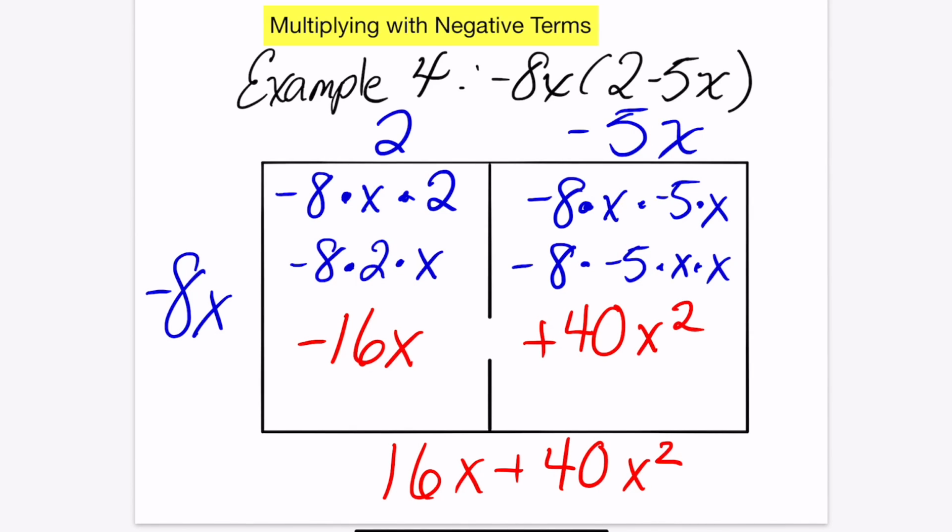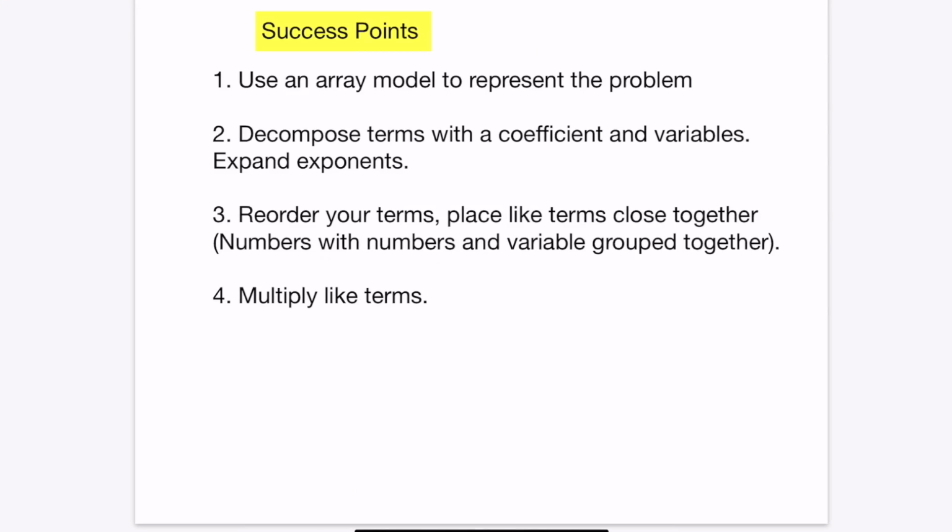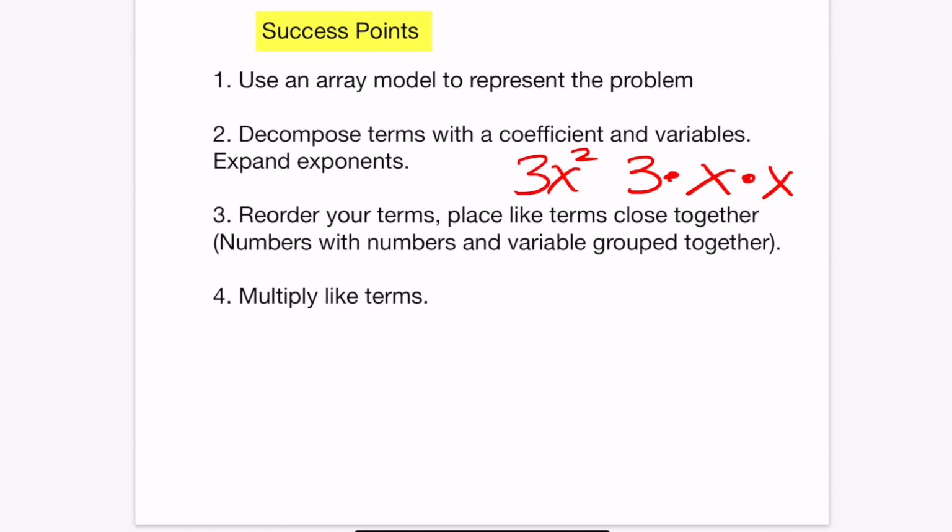Again, this is just me multiplying out, and I like being able to see my numbers. So just to kind of reiterate some of my success points here, I'm just using the array model to represent the problem, to make sure that I'm multiplying all the terms together I need to. I'm just really organizing my thoughts. I'm decomposing my terms, especially if they have a coefficient. So if I have a 3x, I'm separating the 3 from the x. And I'm expanding exponents. So if I have, let's say, an x squared, then I'm separating the x from the x. So I can see all of them.